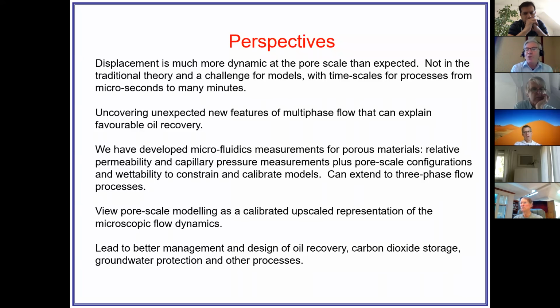And we've developed what I describe as microfluidics measurements for porous materials. We can measure flow, relative permeability, but we also got the pore-scale configurations. We got a complete geometric characterization, and that helps us constrain and calibrate and validate our models. So we're no longer sort of shooting blind when it comes to our modeling. We've also done a lot of work on three-phase flow, but I haven't got time to talk about that.